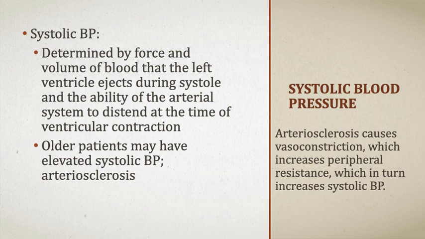So, systolic BP is determined by force and volume of blood that the left ventricle ejects during systole and the ability of the arterial system to distend at the time of ventricular contraction. Arteriosclerosis causes vasoconstriction, which increases peripheral resistance. This in turn increases the systolic BP. You'll see this lots of times in older clients due to arteriosclerotic changes.